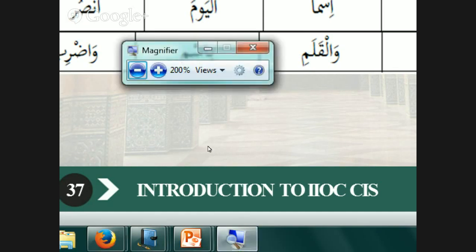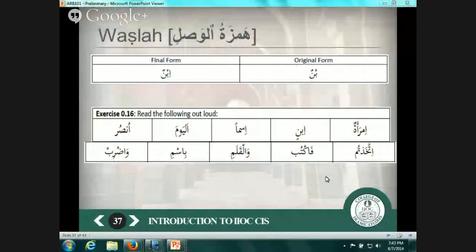So we got that down. Any questions on hamzatul wasl? Yes. The what? Oh, the first one, this one? Ittakhadhtum. Ittakhadhtum. Hamzatul wasl? First letter. First letter, that's it. Yeah. Yes. It's a ta with a tashdid and then a kha. Exactly. Exactly.